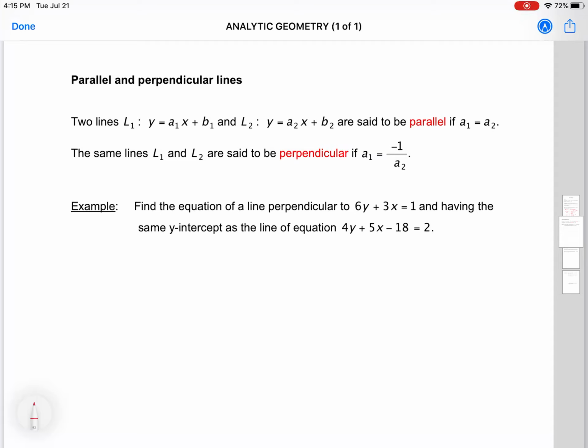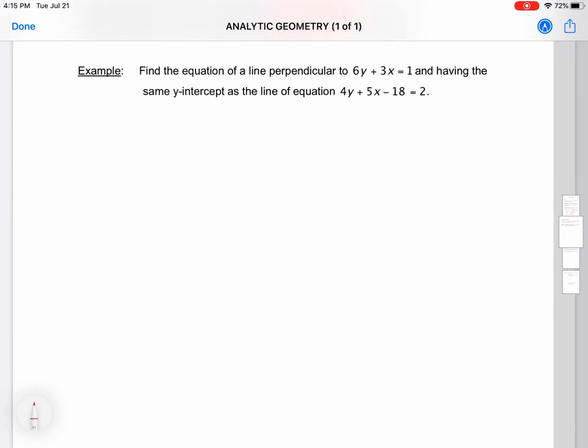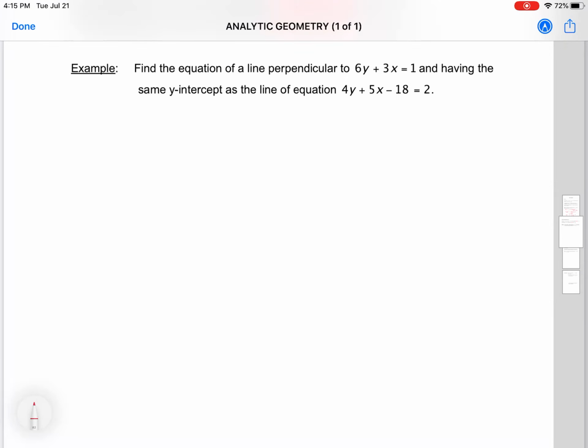Let's talk about a couple of properties of lines. 2 lines, L1 and L2, are parallel if their slopes are the same, so if a1 is a2. The lines are perpendicular if the slopes are negative reciprocals of one another, so a1 is minus 1 over a2. Let us use this newly, well, not so newly, acquired knowledge in solving the following example.